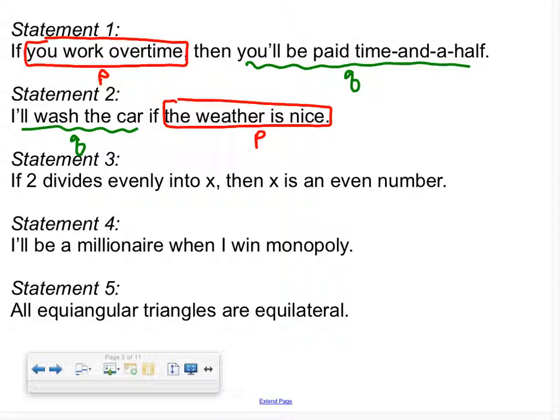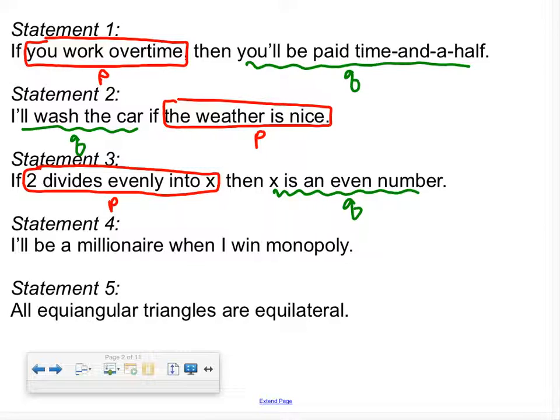Let's look at the third statement. If 2 divides evenly into x, then x is an even number. So if and then, what's in between is the hypothesis. So there's my P. And what comes after the then is my Q.